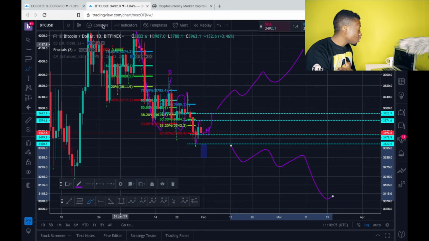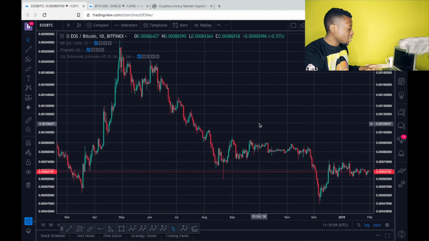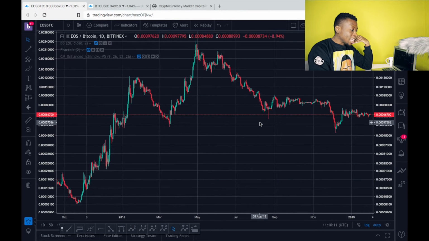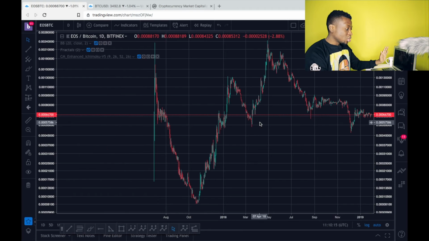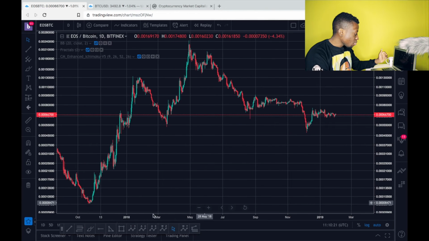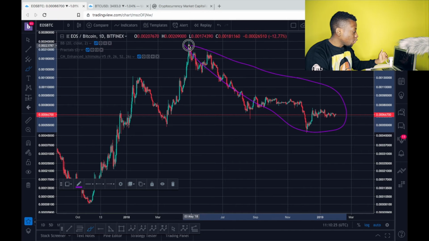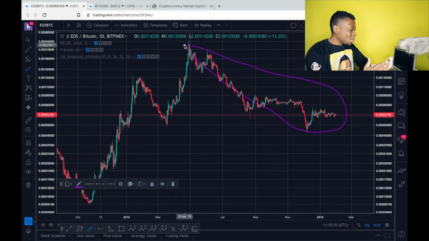So let's move over to EOS, because I really believe EOS is in a very important scenario. If I just had to ask you guys, does this look familiar? Does this look similar to anything that we have experienced? Look at this chart. Just this area right over here. Does it look familiar to you guys? I'm going to give you about 1 second. Please let me know what this chart looks like.